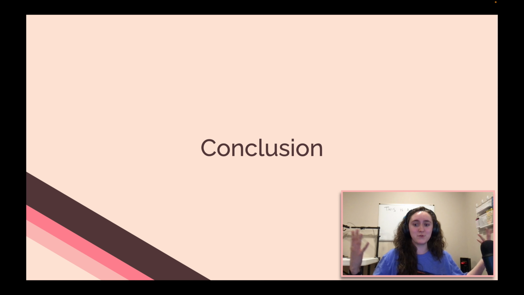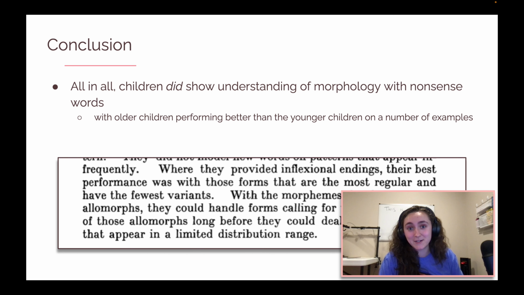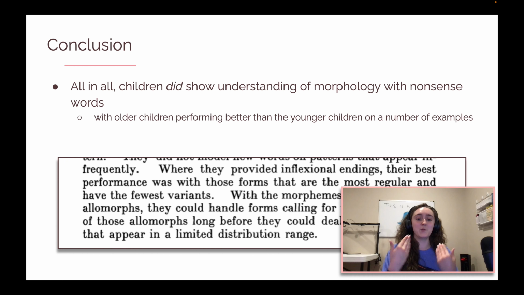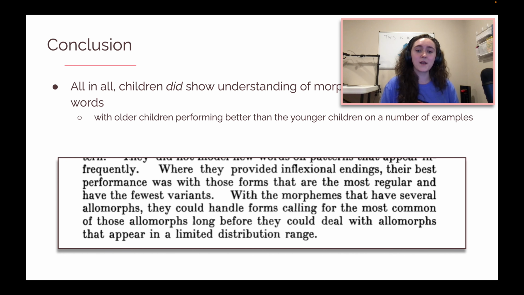Conclusion. All in all, children did show understanding of morphology with nonsense words, and the older children tended to perform better on a number of examples, especially some of the more complex ones. And the paper's actual conclusion is, where they provided inflectional endings, their best performance was with those forms that are most regular and have the fewest variants. With the morphemes that have several allomorphs, they could handle forms calling for the most common of those allomorphs long before they could deal with allomorphs that appear in a limited distribution range.